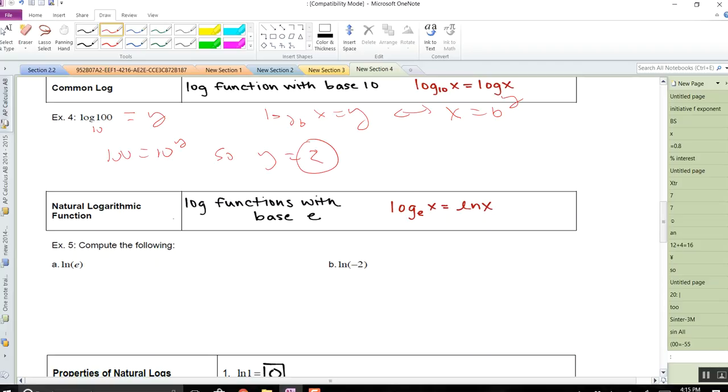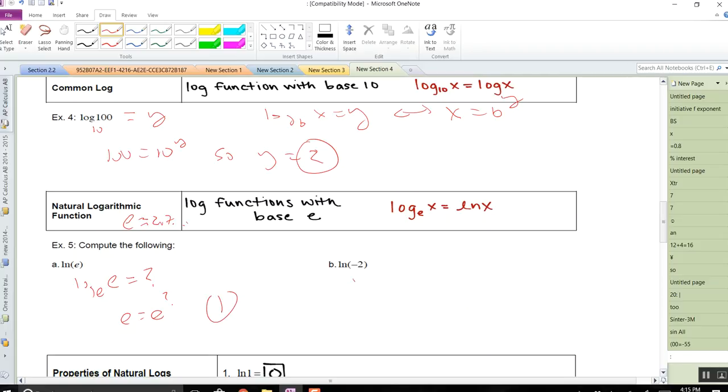y equals 2. ln is log base e, so just remember that. And remember, e is just roughly a number, it's like 2.7. So when you see ln e, that's log base e of e. So e to the y equals e, so of course, that's just going to be 1.